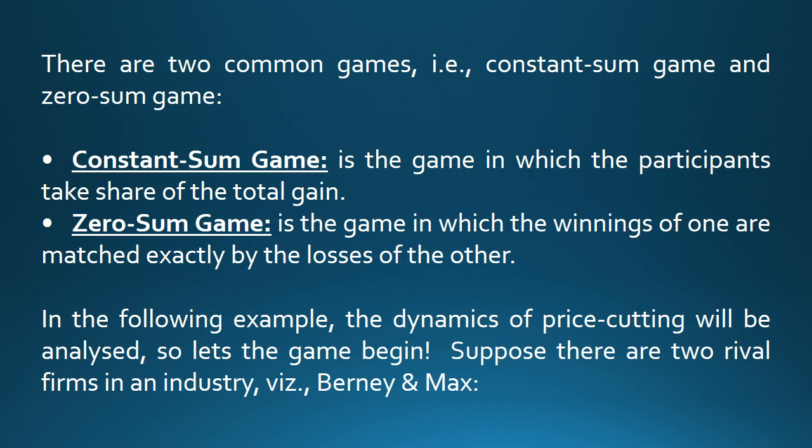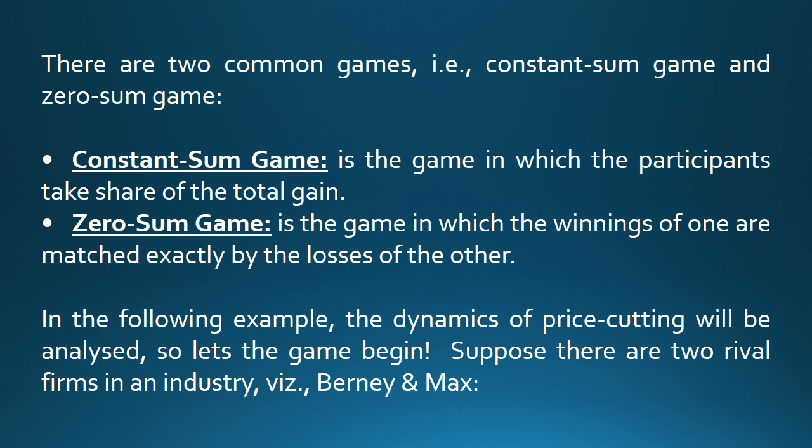There are two common games, that is, constant sum game and zero-sum game. Constant sum game is the game in which the participants take a share of the total gain. Zero-sum game is the game in which the winnings of one are matched exactly by the losses of the other. In the following example, the dynamics of price cutting will be analyzed, so let the game begin.